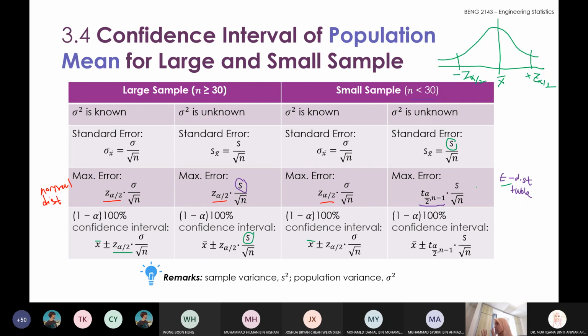Okay, so I'm hoping that you are clear how to read from this table. I feel that having this table will hopefully help you to structure your understanding on which table I should refer to when I have a certain type of data. Okay, is this table clear?